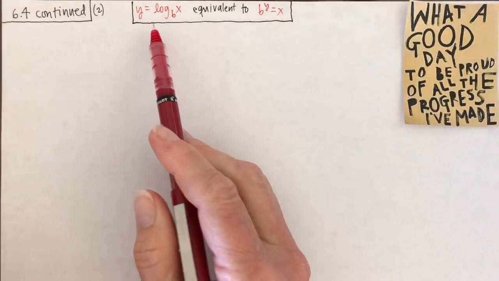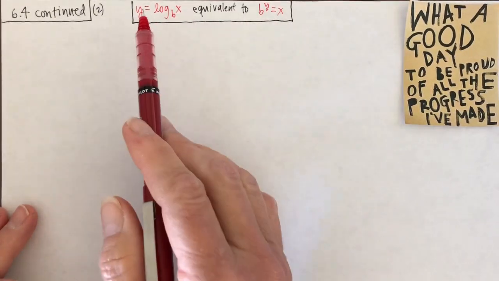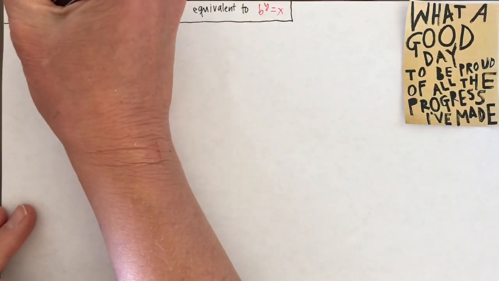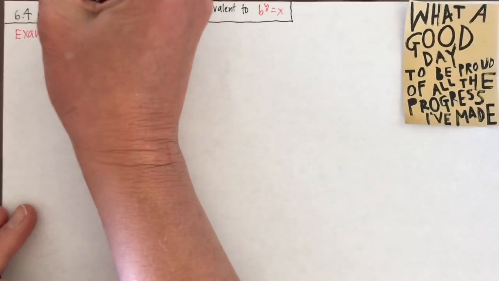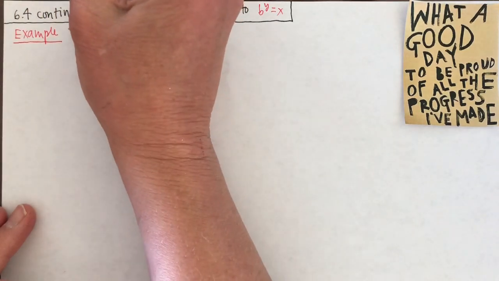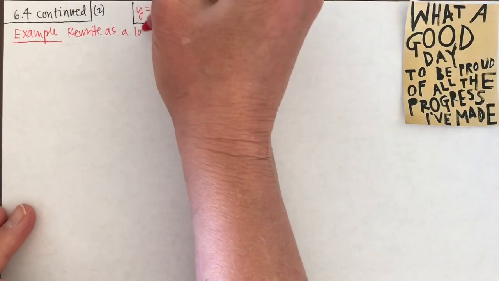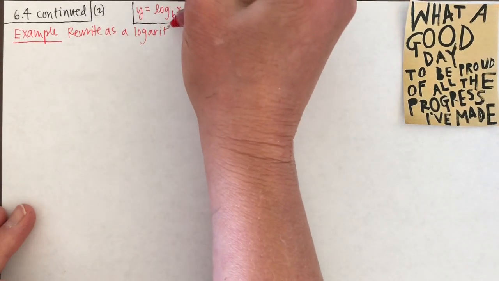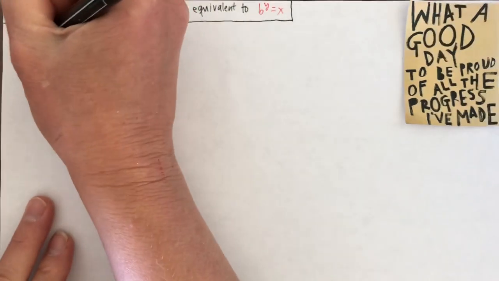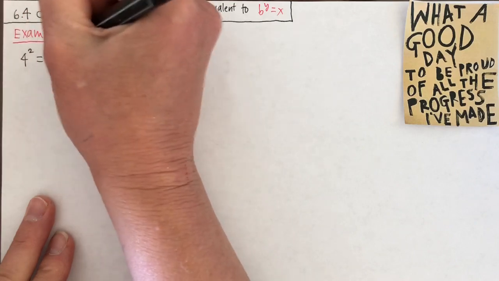Okay, we're continuing 6.4, and we want to remember this is the important relationship: this statement is equivalent to this statement. So let's just get some practice going back and forth between exponentials and logarithms. We're going to rewrite these statements as a logarithm. So 4 squared equals 16.